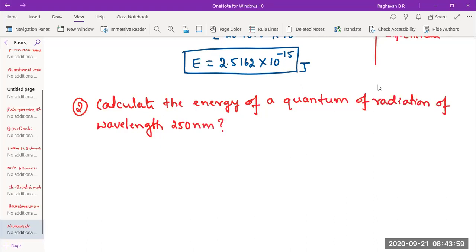Let me know the answer. You should work out by yourself now. Energy of a quantum is given by E is equal to h nu. Rest everything you have to do now.